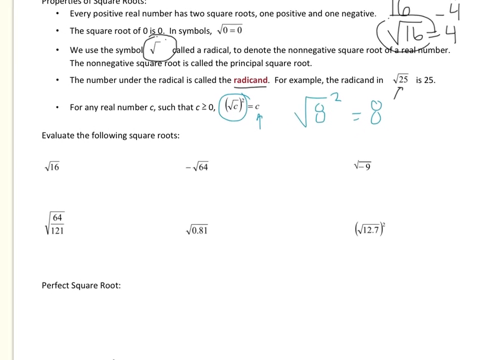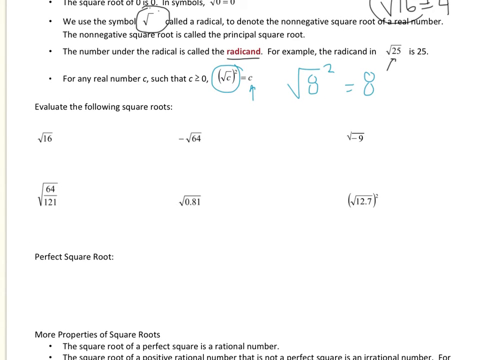So let's look at some different roots. Some examples. The square root of 16 is of course 4, and the reason is because 4 times 4 is 16. Then we had negative square root of 64, negative radical 64. Well, the square root of 64 is 8, and then the negative sign is on the outside, so I just put it right before the 8.